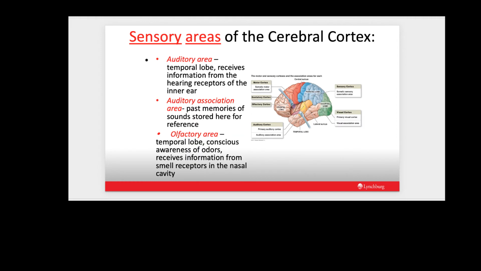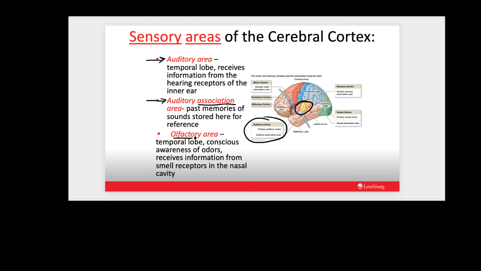We have the auditory area. Auditory means hearing, so the auditory area is going to be located in the temporal lobe, and you can see that through here. Auditory cortex is going to receive hearing information from the inner ear. We also have an auditory association area, and just as before, we are going to compare current sounds to past memories of other sounds that we've heard before and use them as a reference. So again, we have that integration component.